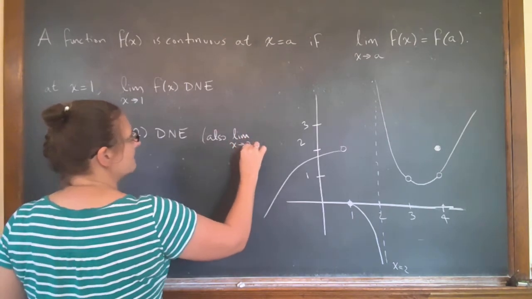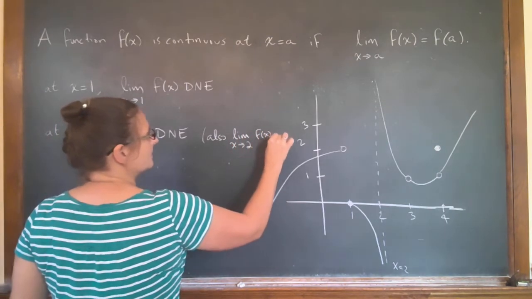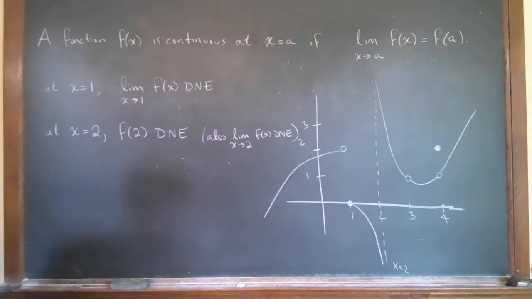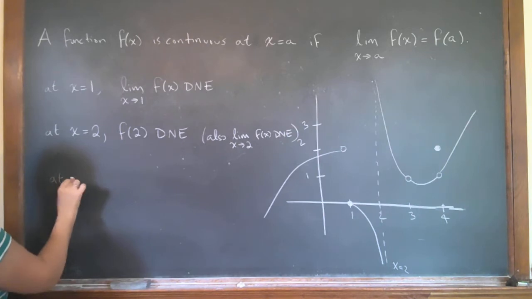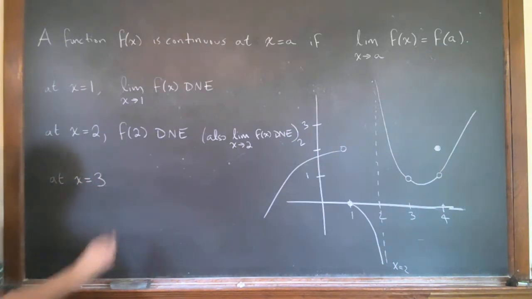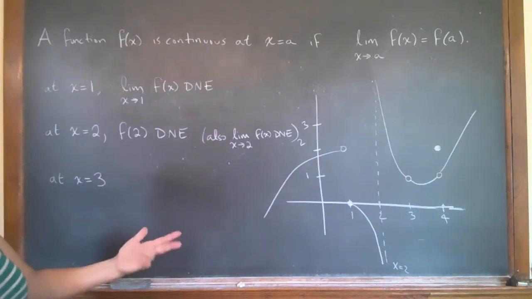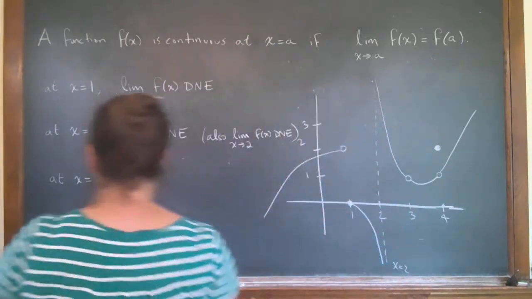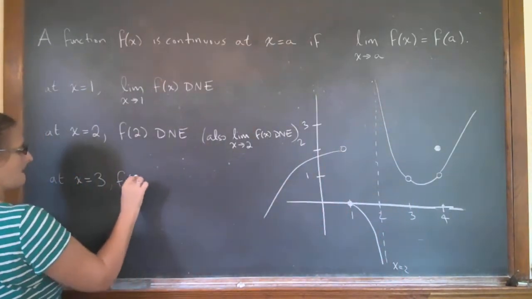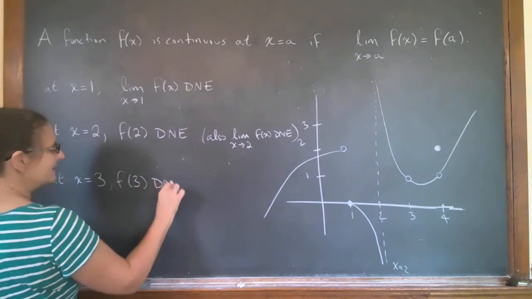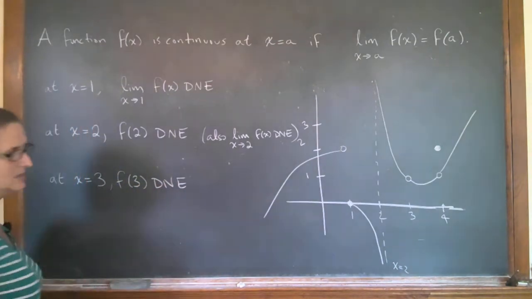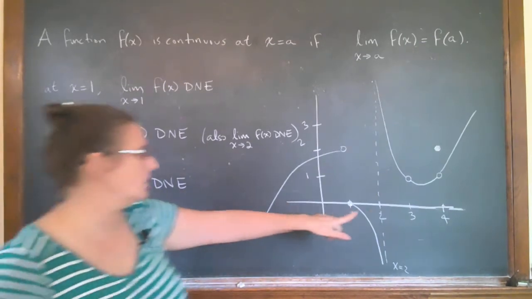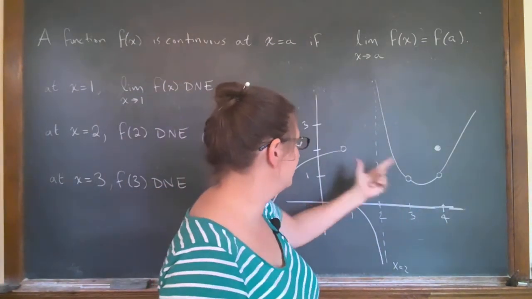Also the limit has multiple failures. So at x equals 3, f of 3 doesn't exist because I only have an open circle and no closed circle. So that's enough to make this thing discontinuous, even though the limit here exists perfectly well, like the limit is 1, right?